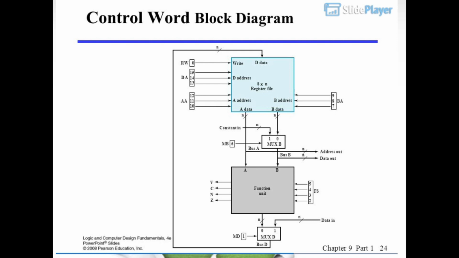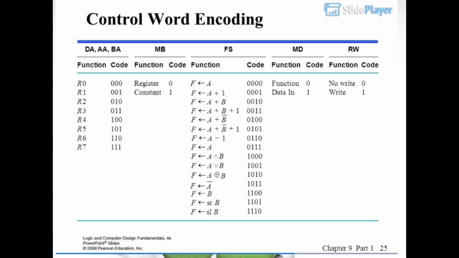Control word encoding. Encoding of the control word fields: register function codes for DA, AA, BA, MB, Fs, MD, and RW, with function code tables.